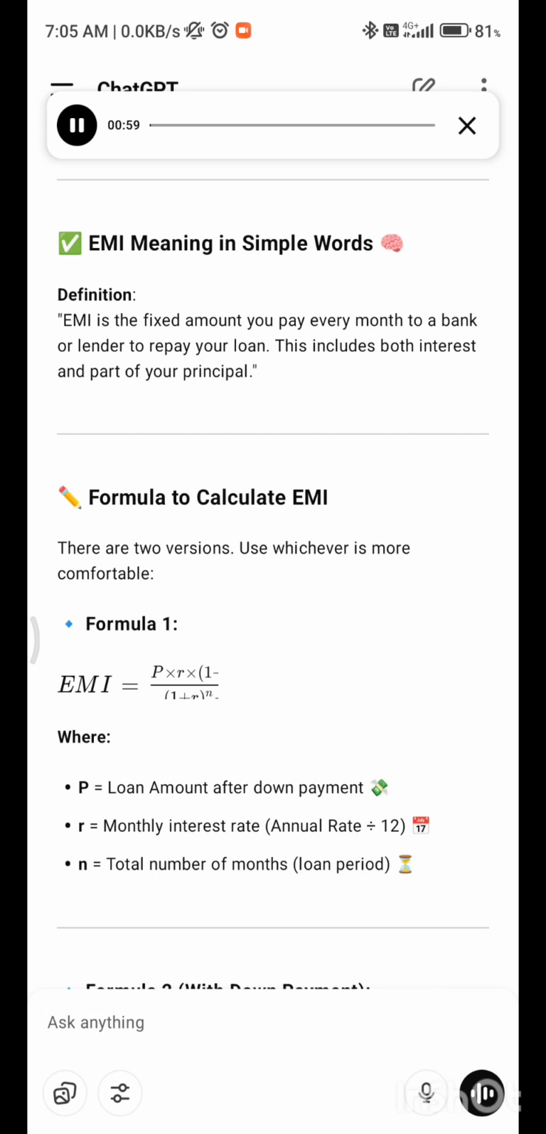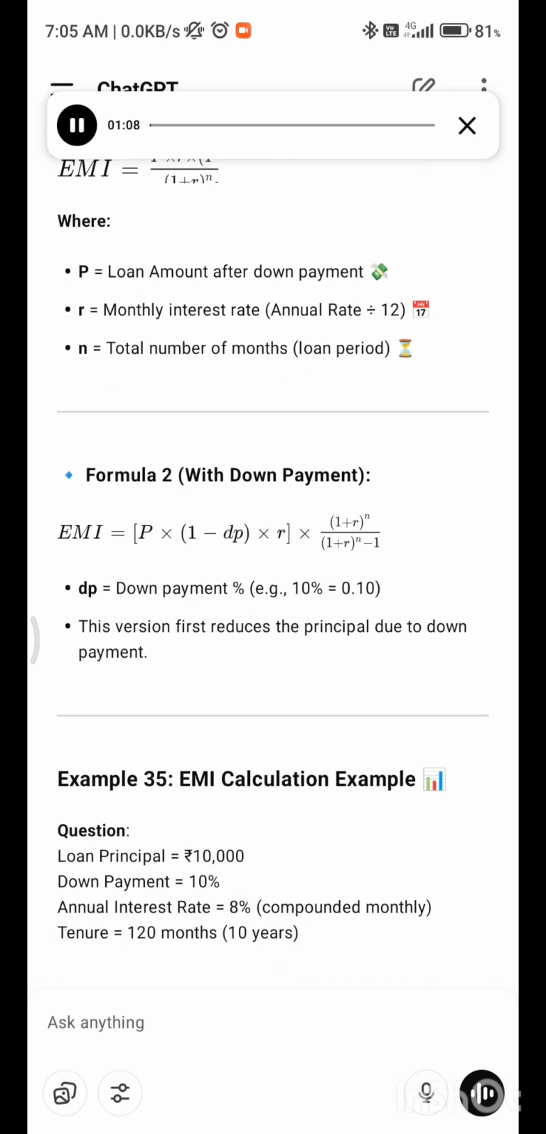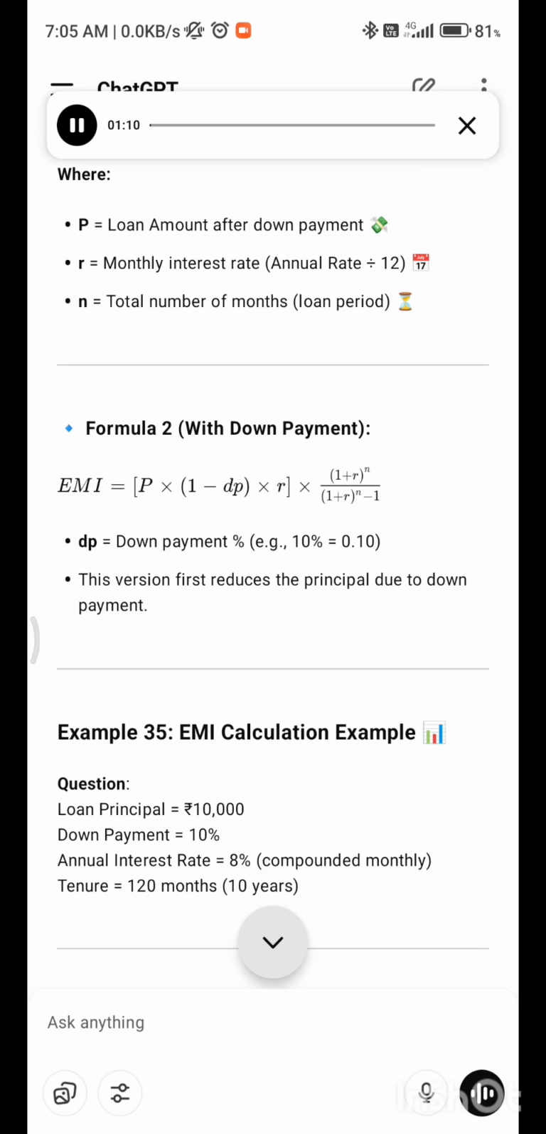Formula 1: EMI = [P × R × (1+R)^n] / [(1+R)^n − 1], where P equals the loan amount after down payment, R equals the monthly interest rate, annual rate divided by 12, and n equals the total number of months, the loan period. Formula 2, with down payment: EMI = [P × (1−dP) × R × (1+R)^n] / [(1+R)^n − 1]. dP equals down payment percent, e.g., 10% equals 0.10. This version first reduces the principal due to down payment.